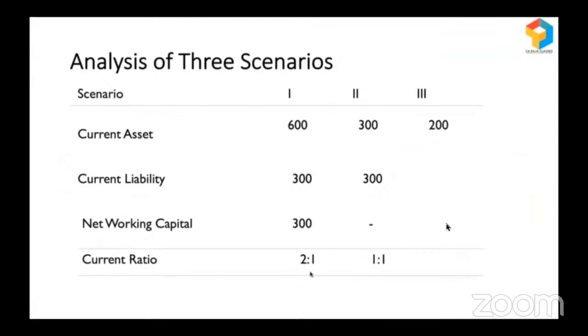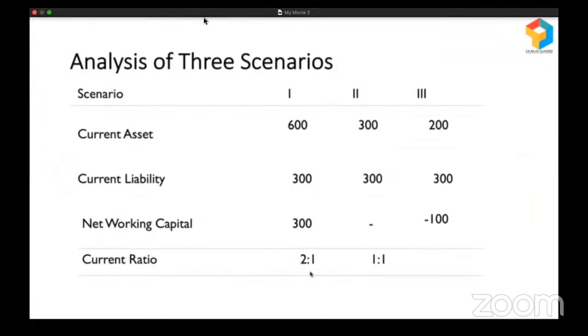And in scenario 3, 200 is the current asset, 300 is the current liability. It means there is a negative net working capital. Negative net working capital indicates a diversion of short-term funds for long-term purpose. So whenever you come across a negative net working capital, it means there is a diversion of short-term funds for long-term purpose. And whenever there is a diversion of short-term funds for long-term purpose, the current ratio will also be below 1. Here 200 current asset divided by current liability 300, 200 by 300, you are going to get the current ratio as 0.67:1. It means for every 1 rupee obligation, they have resources of only 67 paise, which clearly shows there is a shortage. And this also means that there is a diversion of fund.